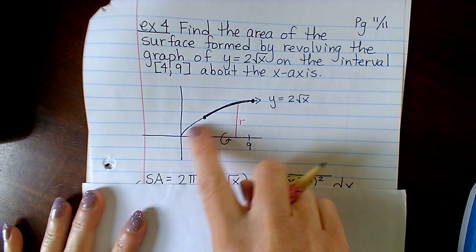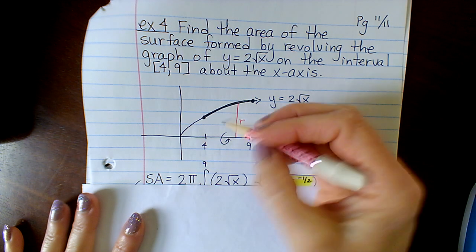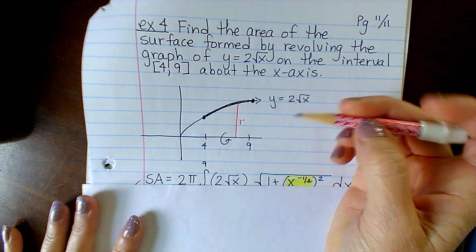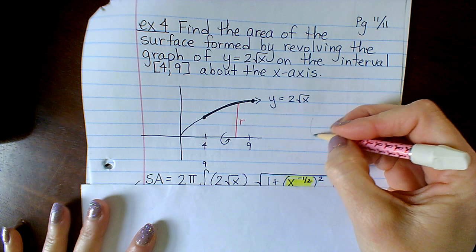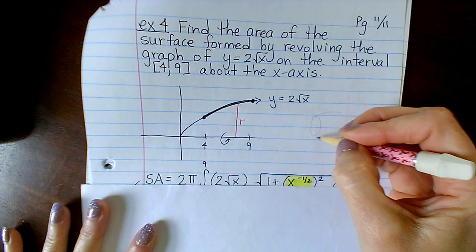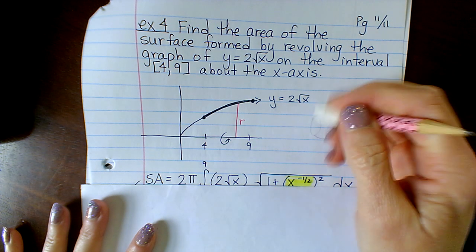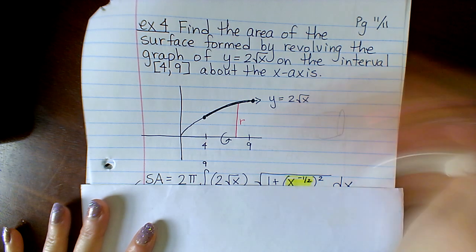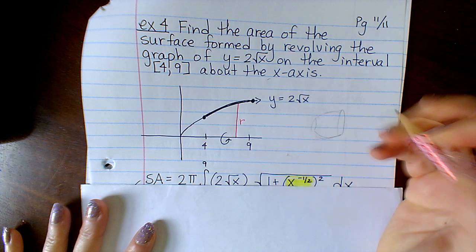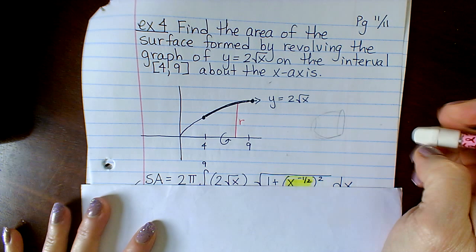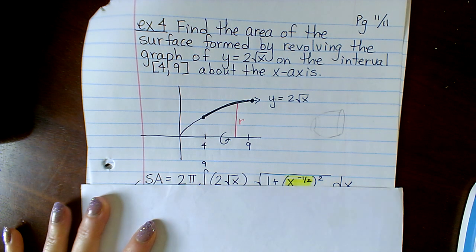So here's what it's going to look like. We get that 2 square root of x from 4 to 9, and we're going to revolve it around this axis. So it's going to be this kind of shape. I didn't really do it justice. It's going to get a little smaller. Just something like that. This is why I use that website in class instead of drawing it myself, because I'm not a good artist.